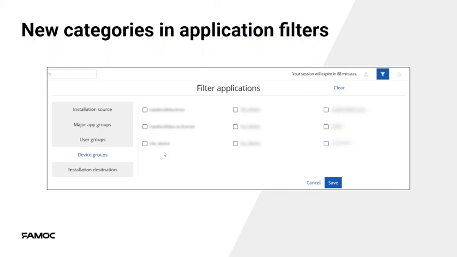So, for example, you can have device groups like BYOD or Kiosk devices, and all the apps that are available for Kiosk devices will be listed if you select that filter.